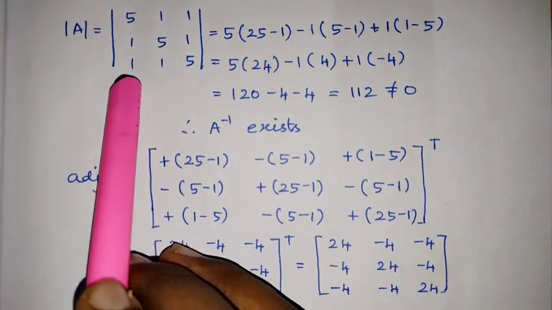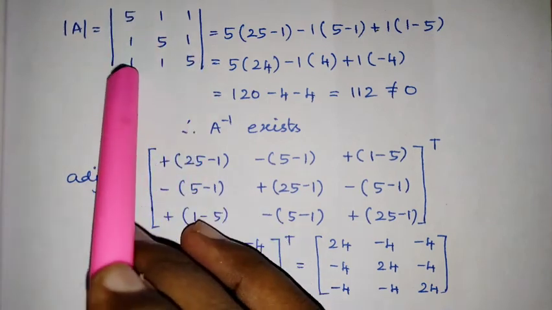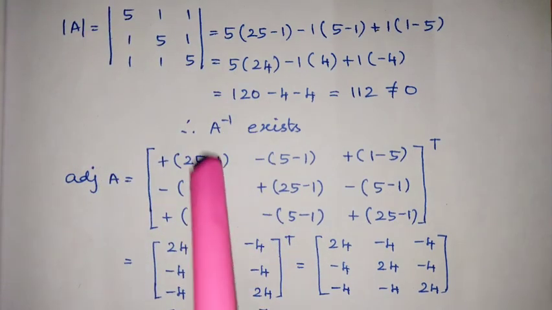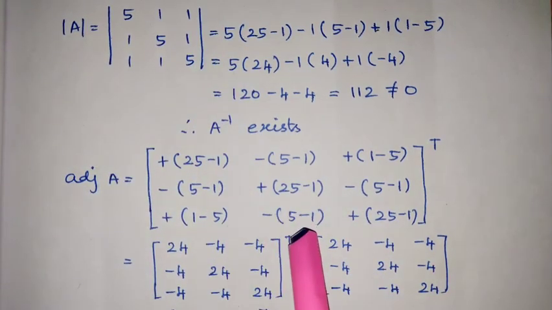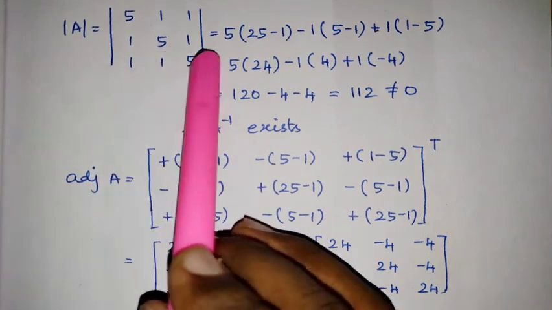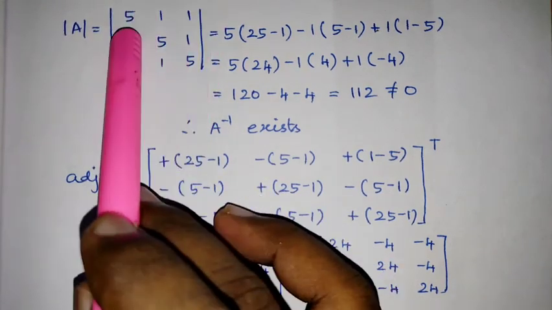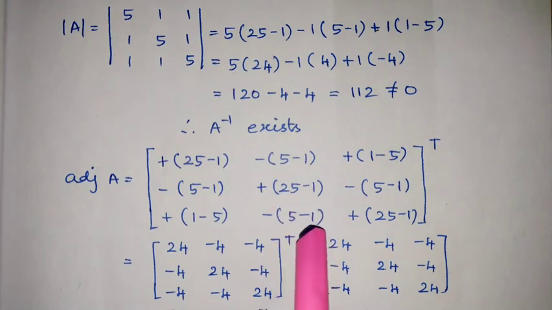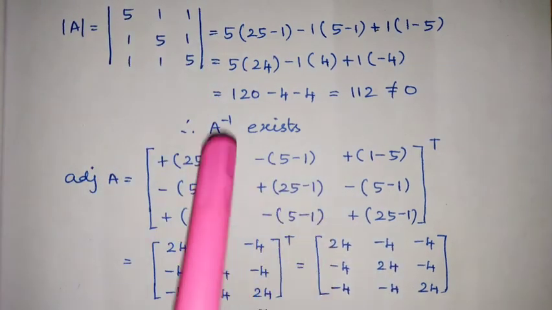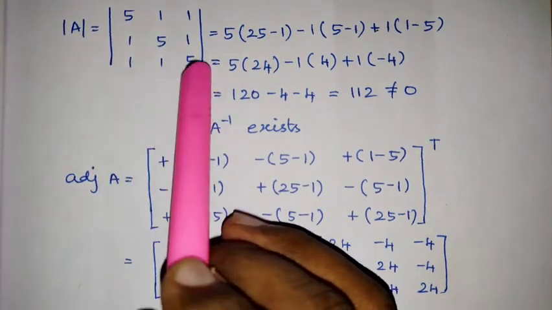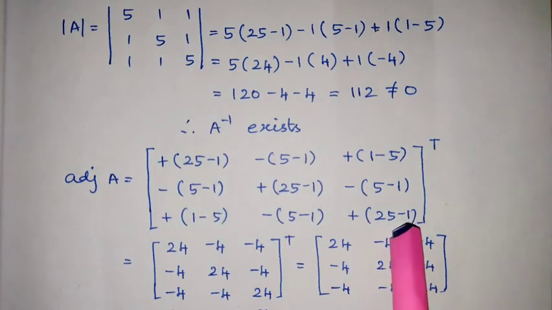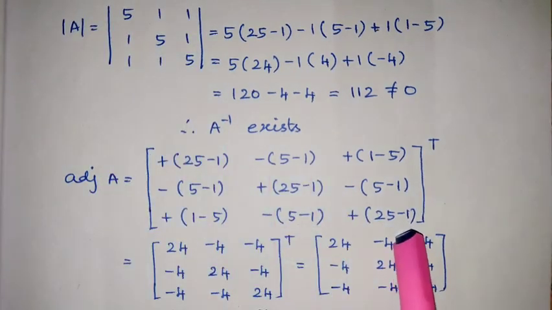Then first element in the third row, leave the row and column, 1 into 1 is 1, minus 1 into 5 is 5. Then second element, leave the row and column, 1, 5, 1, 1. 1 into 5 is 5, minus 1 into 1 is 1. Then third element, the last element, leave the row and column, 5 into 5 is 25, minus 1 into 1 is 1.